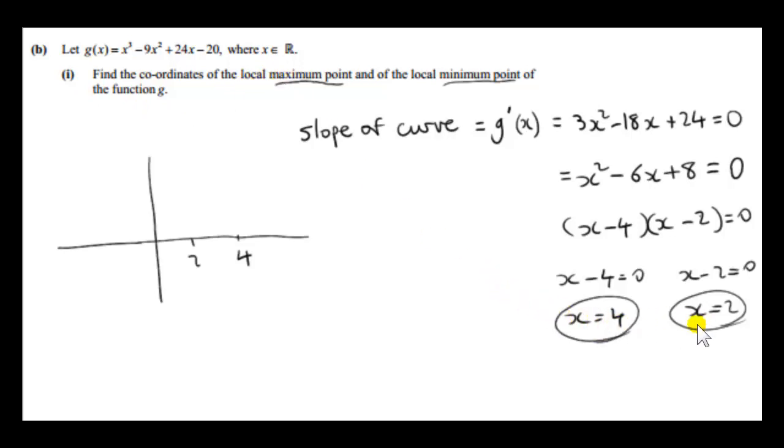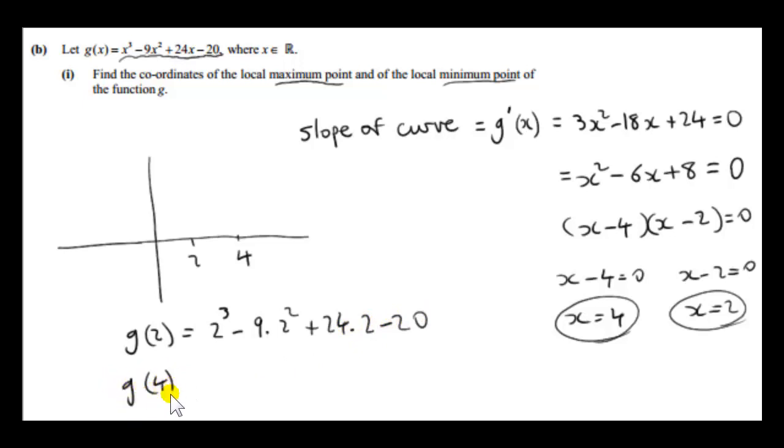So we just have the x coordinates of the turning points. To get the full coordinates, to get the y values that go with these 2 values, we need to use the fact that the points are on this curve. So they have to satisfy this. So we get g of each of these numbers. So we get g of 2. That's going to be 2 cubed minus 9 times 2 squared plus 24 times 2 minus 20, and we get g of 4.